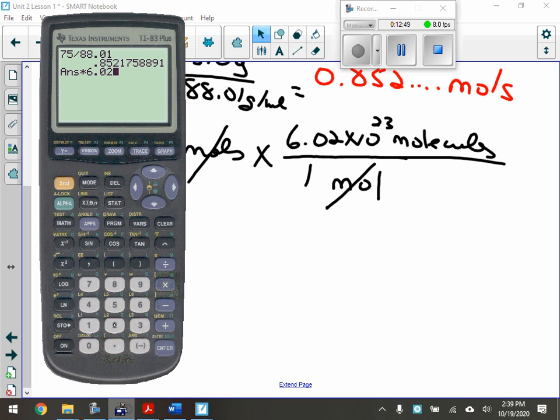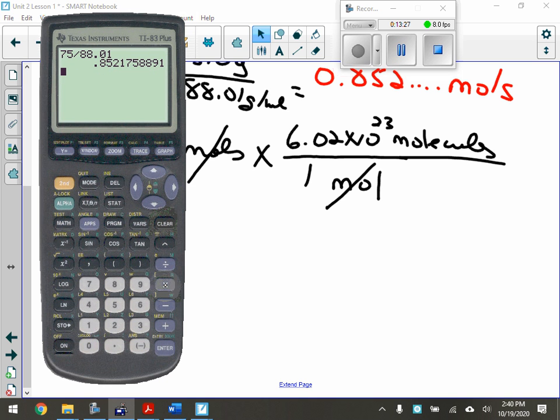Then I'm going to type in times 6.02 times 10 to the 23. I don't know if you know how to enter this on the calculator, or if you know all the little tricks. You can go times 10 to the 23. That's an option. I don't know, is that what you guys do or not? That's fine. Nothing wrong with that. Do what you've got to do.